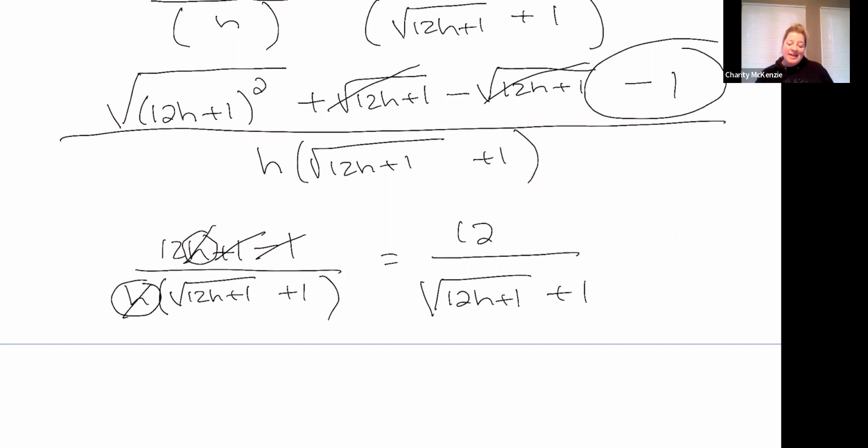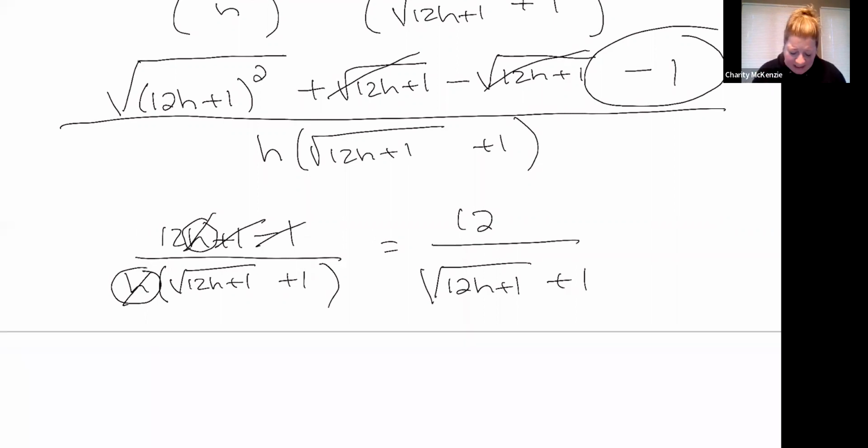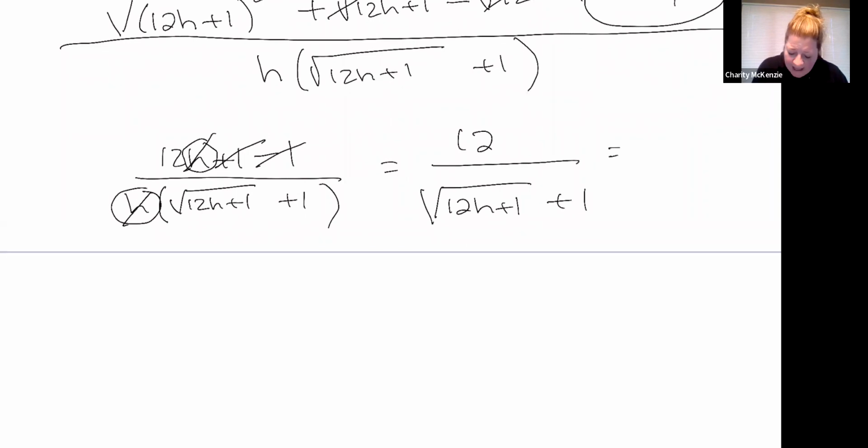Okay, so this is finally in a form that we can use to do our limit. So we put in our 0, and I would have just 12 on top. So here, 12 times 0 is 0, plus 1 is 1, square root of 1 is 1. So I get 2 because 1 plus 1 is 2. So that's 6 when I reduce. So my final answer is 6.